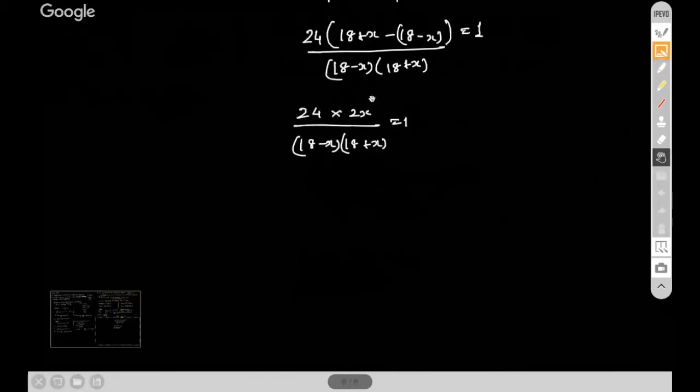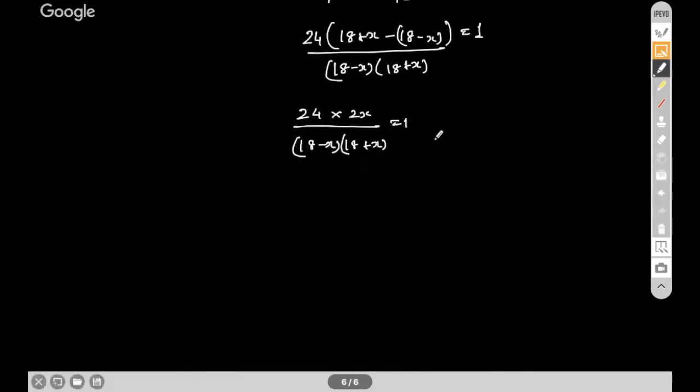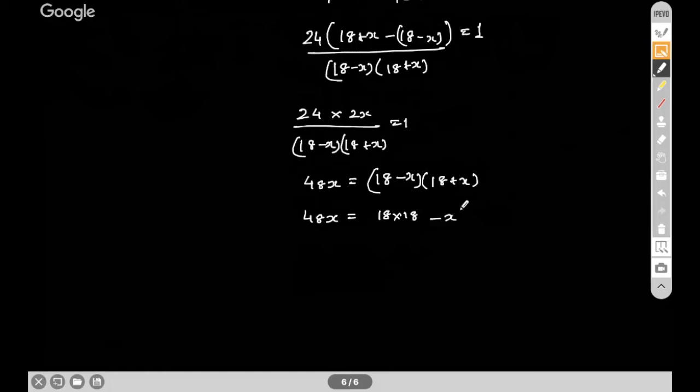Okay, so now if you see the next step, solve this: 48x is equal to 18 minus x times 18 plus x. I'm not multiplying 18 into 18, I'm just keeping it like that because we'll see if we can factorize it later on. Oh sorry, it is 18 square minus x square, plain and simple, a square minus b square. Now the final equation is x square plus 48x minus 18 into 18 equals 0. I am purposefully keeping it, not multiplying, because anyway you have to factor it.